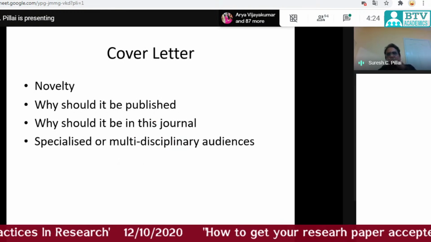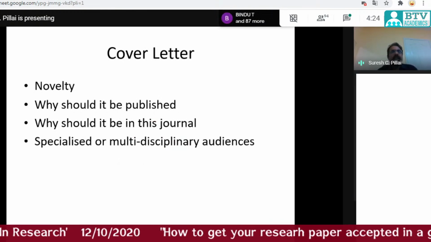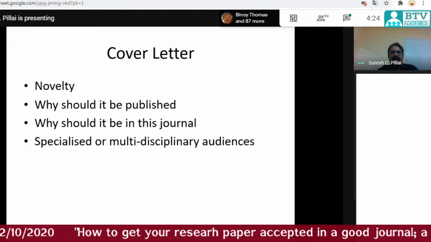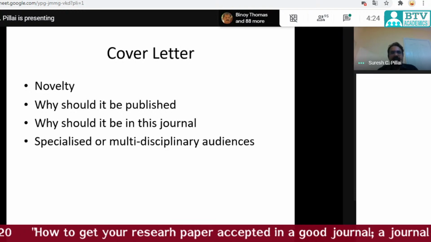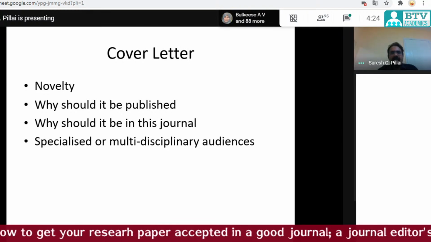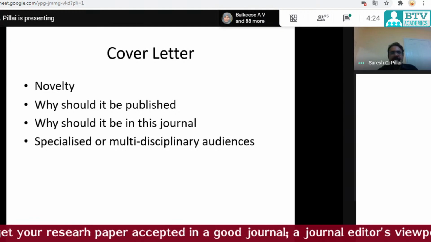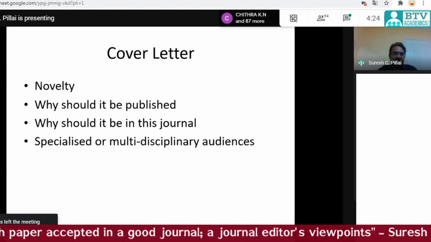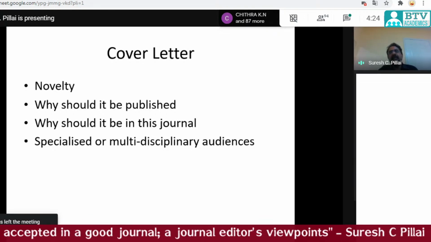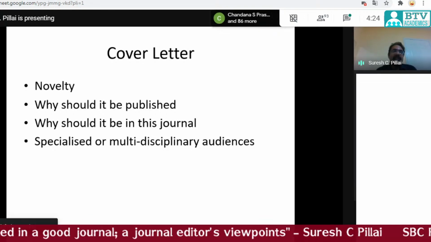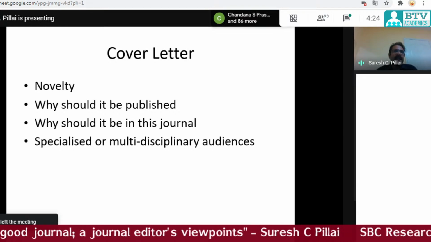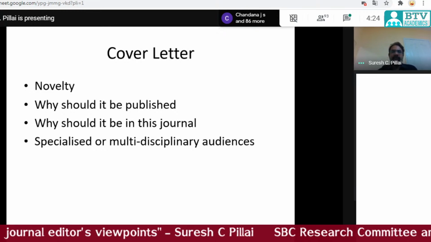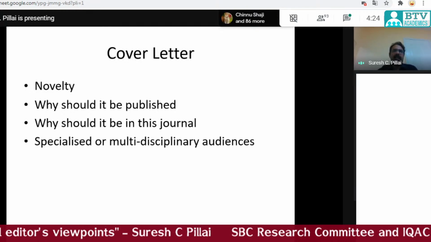So the cover letter, you have to write a cover letter. In the cover letter, you should write the novelty. And you should say why it should be published, and why in this journal. And you should decide whether you are targeting a specialized or a multidisciplinary audience. You might say that this will benefit both the specialized and multidisciplinary audience of your journal. Okay, so the editor will be very happy to see that.